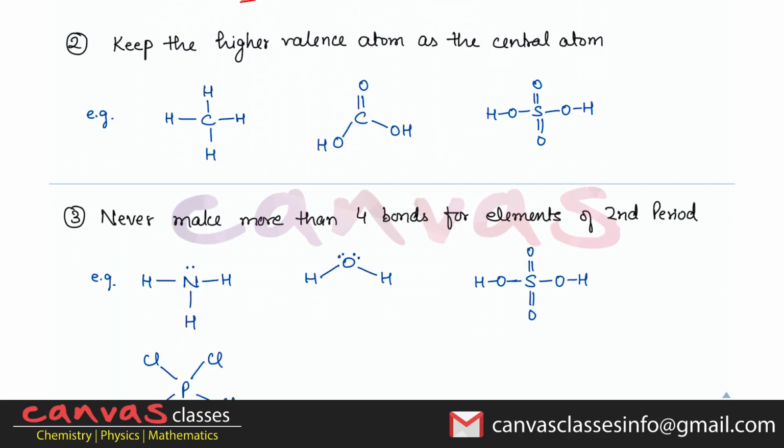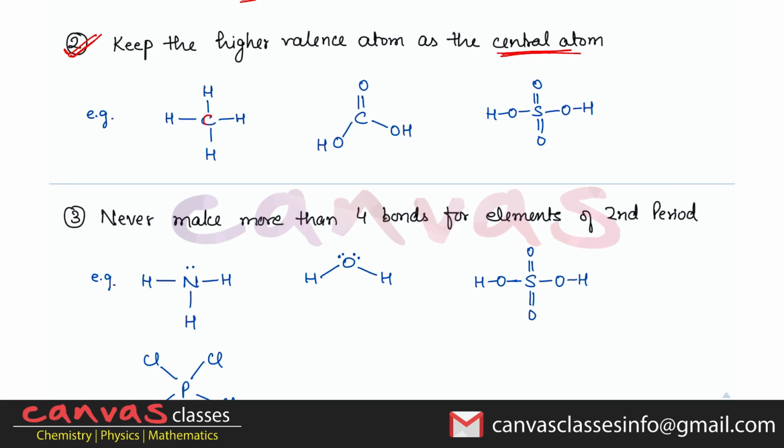Second thing, keep the higher valence atom as the central atom, because the atom which has higher valence can make more number of bonds. So it feels better to put that in the central position, but it's not always correct. Sometimes the atom with the higher valence may be in the periphery. It may not always be in the central position, but as a general rule, we'll try to keep that in the central position.